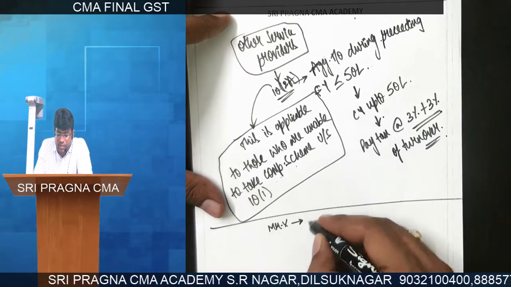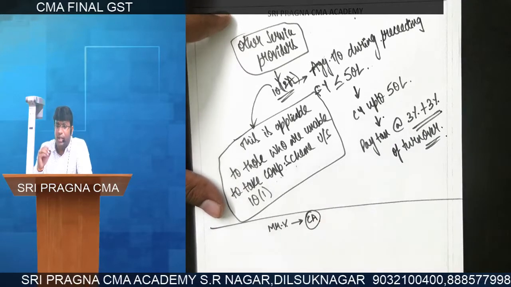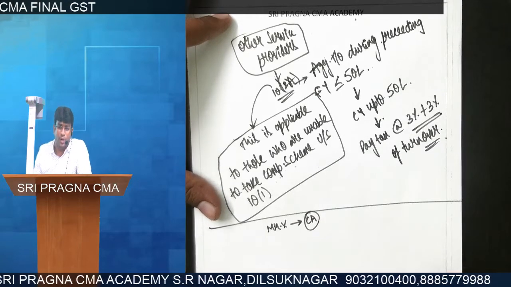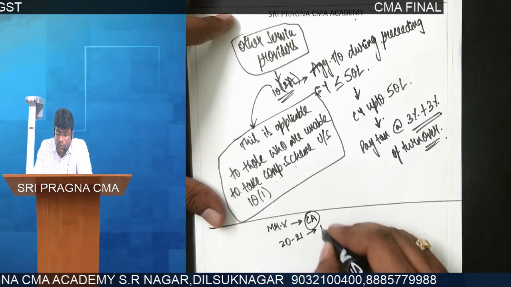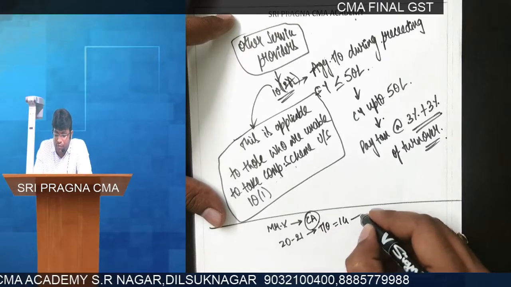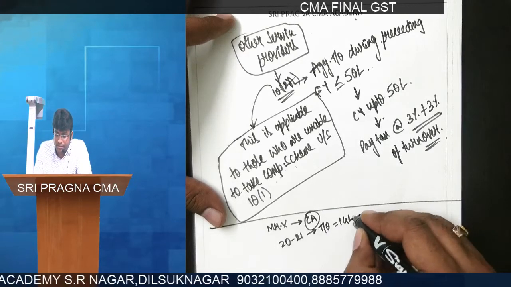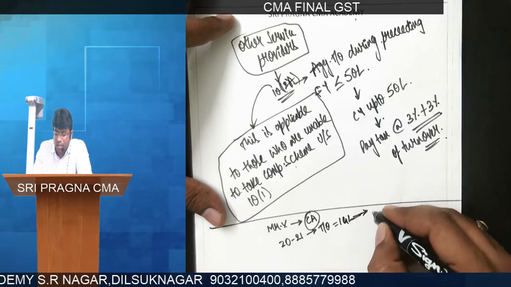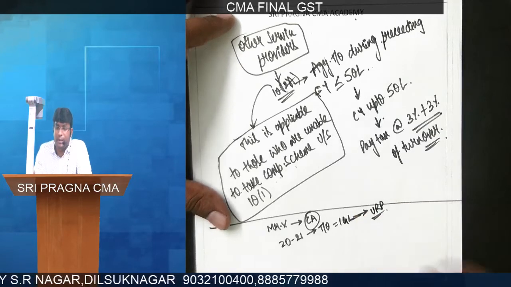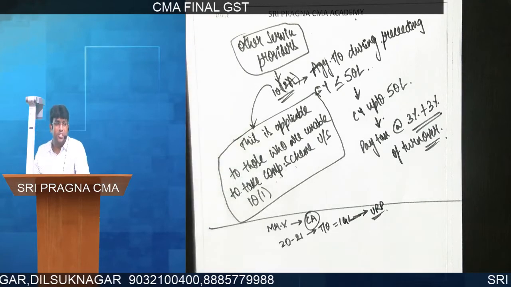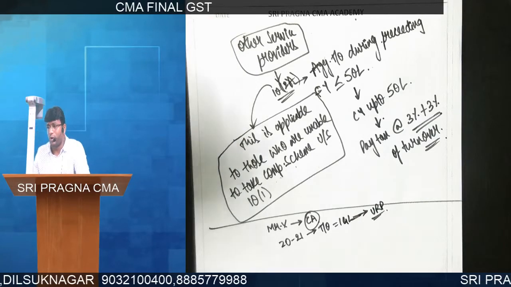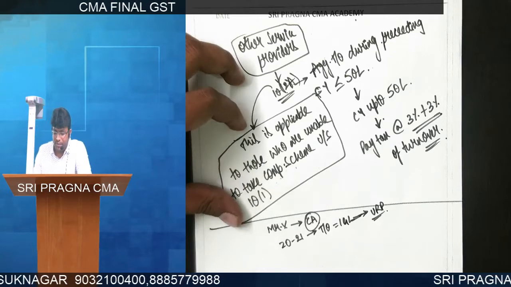One person, Mr. X, a chartered accountant or a cost accountant, whatever you want to put. His 2021 turnover is 14 lakhs. He was an unregistered person at that time, because registration is required only when you cross 20 lakhs. He did not take registration.